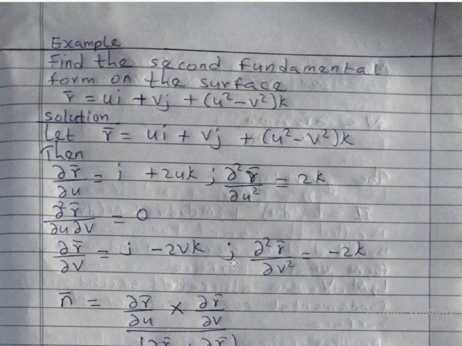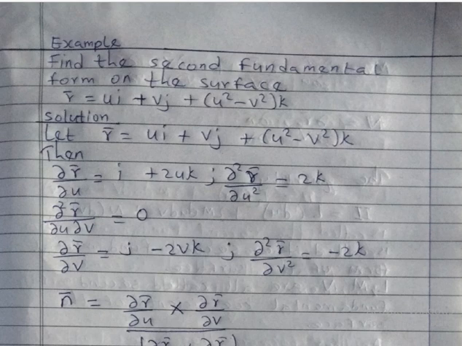Then we partially differentiate this with respect to v again. So the first element is j, that is 1j. When we partially differentiate with respect to v, we'll get 0. The second element we have negative 2vk. When we partially differentiate it with respect to v, we'll get negative 2k. And therefore the second derivative of r with respect to v will be negative 2k.